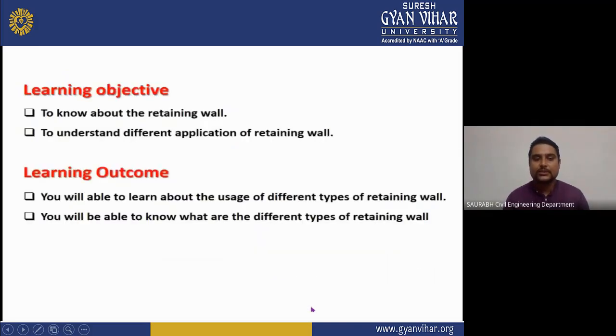So come to the learning objective and learning outcome. The learning objective is to know about the retaining wall and to understand different applications of retaining wall. The learning outcome is that you will be able to learn about the uses of different types of retaining wall in different types of geotechnical structures, what the different types of retaining wall are, what the uses of the wall are in construction activities, what the function of these walls is, and what the parts of these walls are.